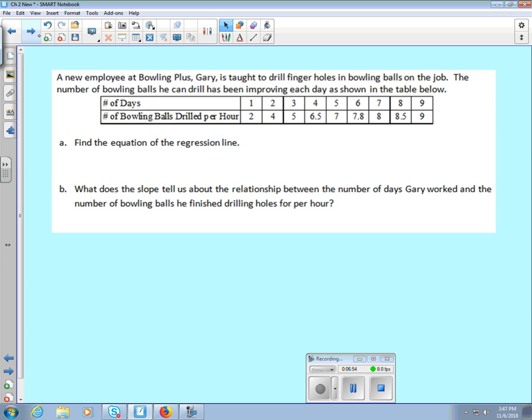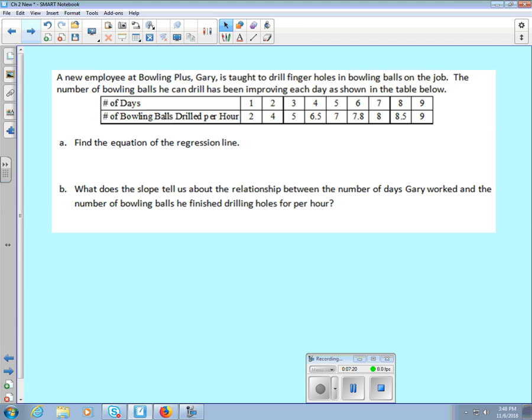All right, let's take a look at the second example, and then we're going to let you go and figure out the homework, which is dealing with the Roxy Cinema. So we have a new employee at Bowling Plus, Gary. He's taught to drill finger holes in the bowling balls, and the number of balls that he can drill is improving every day. So we can see from the table the number of days and the number of bowling balls that he's drilled per hour. And so we definitely can see kind of a pattern here.